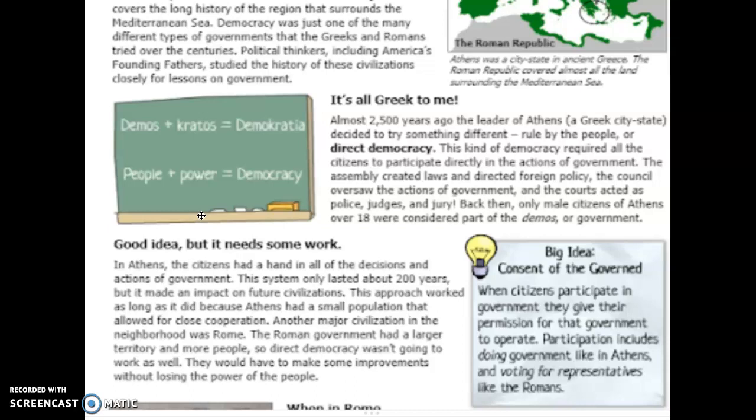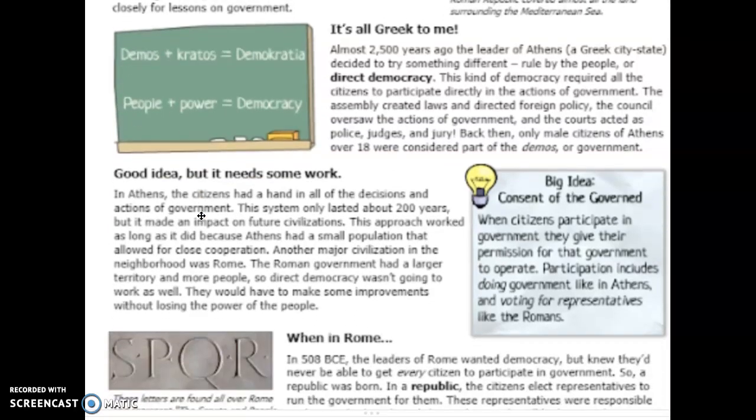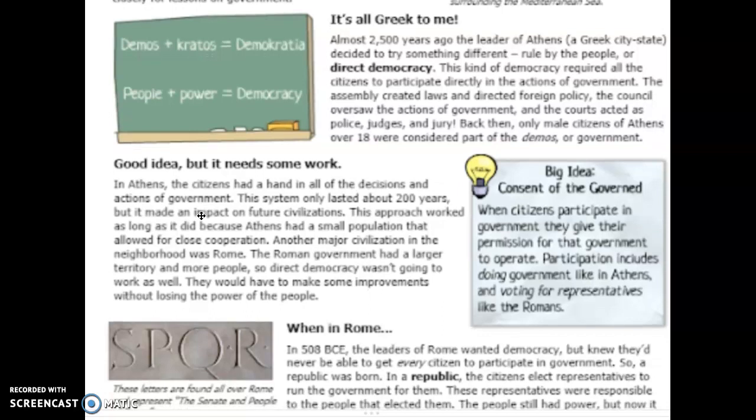The assembly created laws and directed foreign policy. The council oversaw the actions of government, and the courts acted as police, judges, and jury. Back then, only male citizens of Athens over 18 were considered part of the demos, or government. Good idea, but it needs some work.